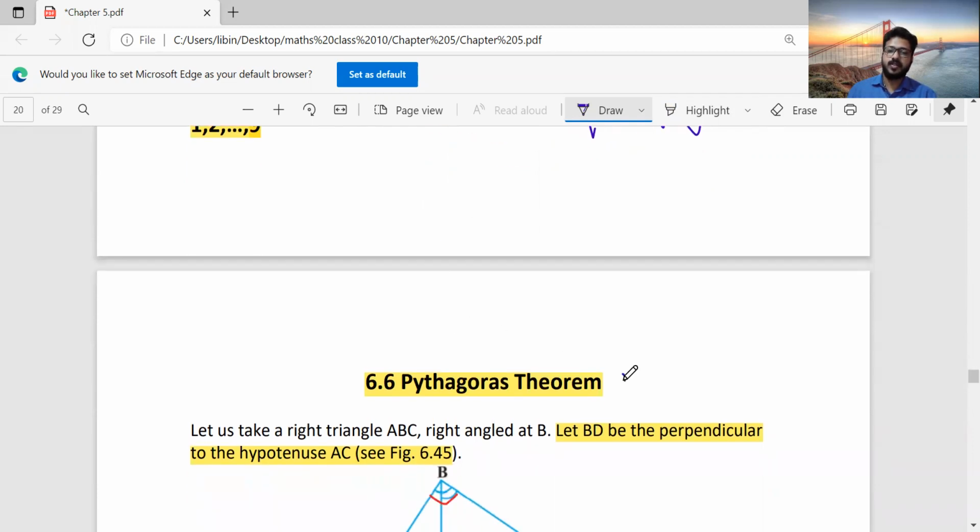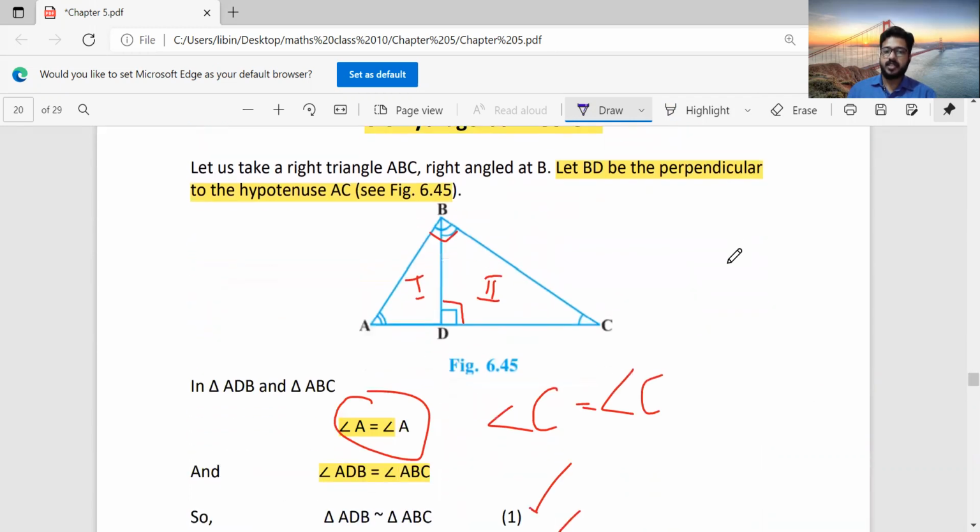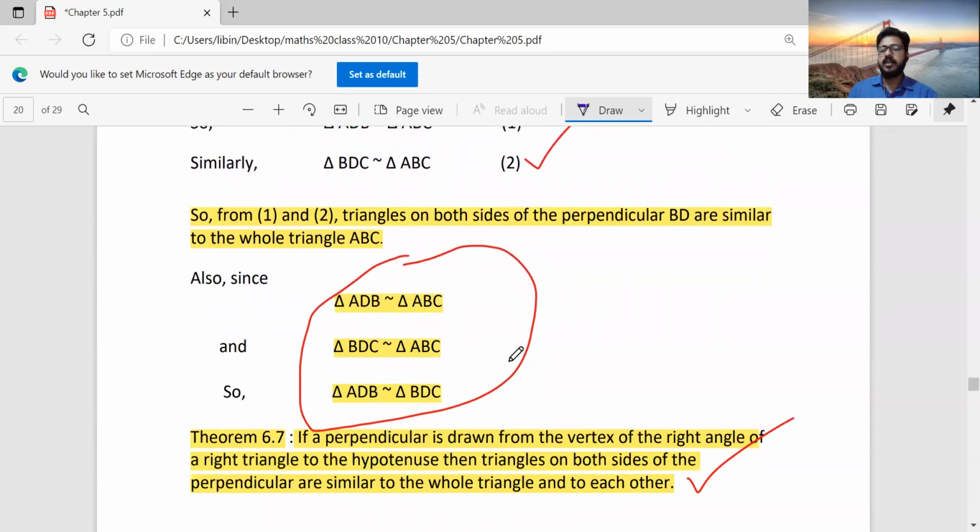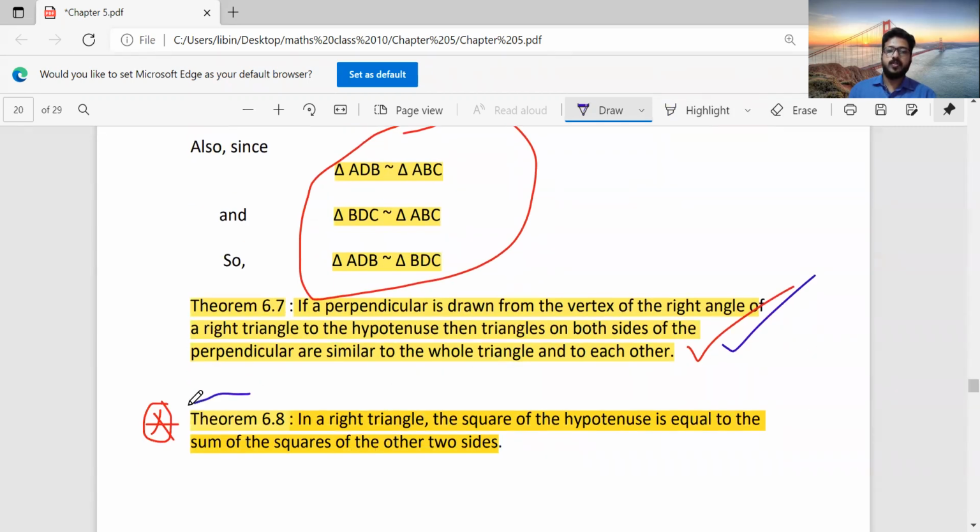Then we go to our section 6.6, Pythagoras theorem, and for proving the Pythagoras theorem we need another but simple theorem. If a perpendicular is drawn from the vertex of the right angle of a right triangle to the hypotenuse, then triangles on both sides of the perpendicular are similar to the whole triangle and to each other. We are using this theorem to prove our Pythagoras theorem.